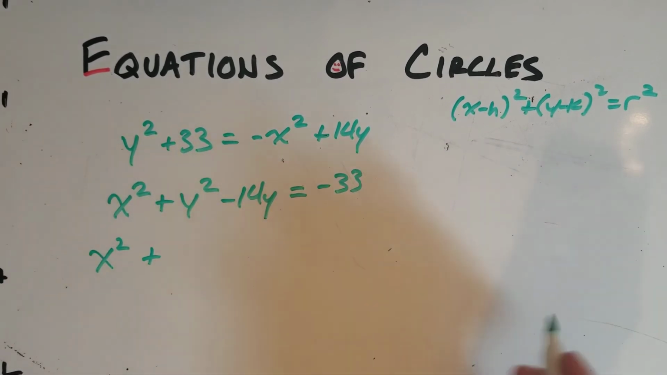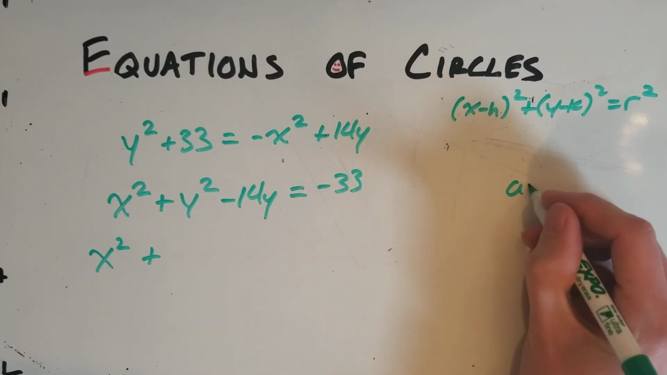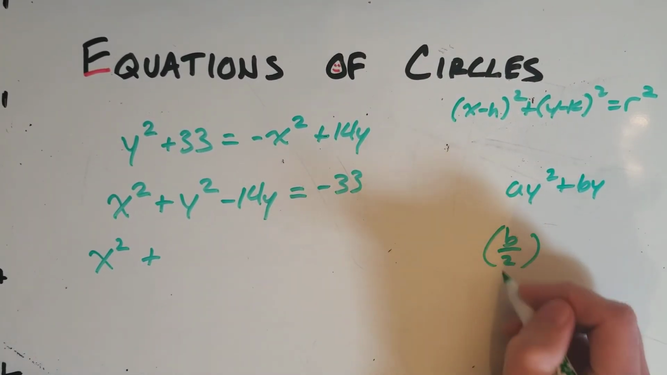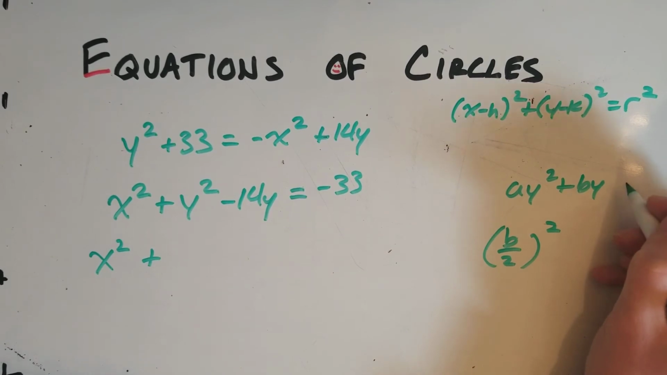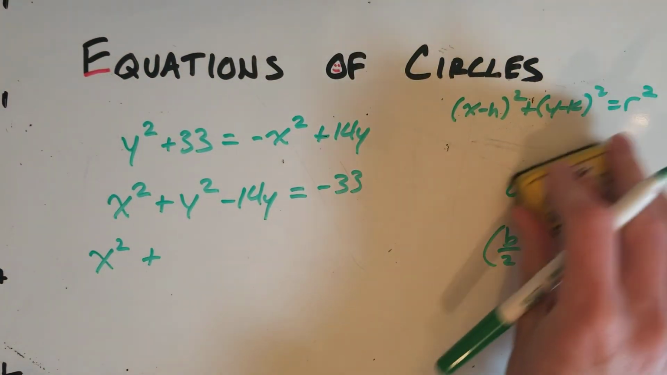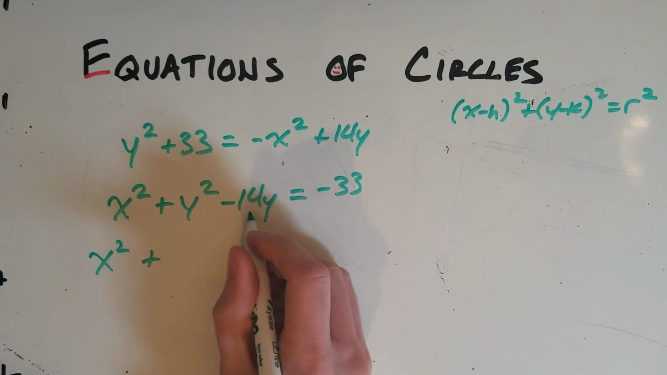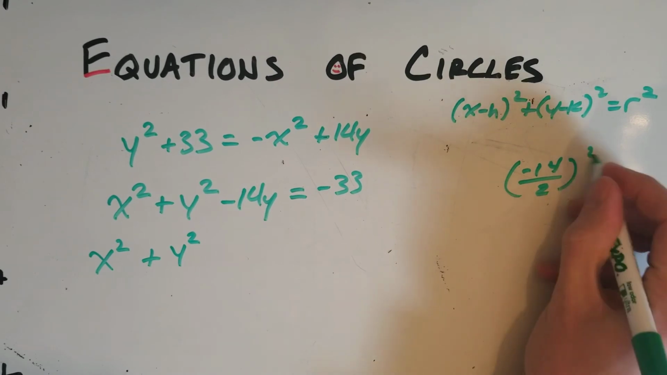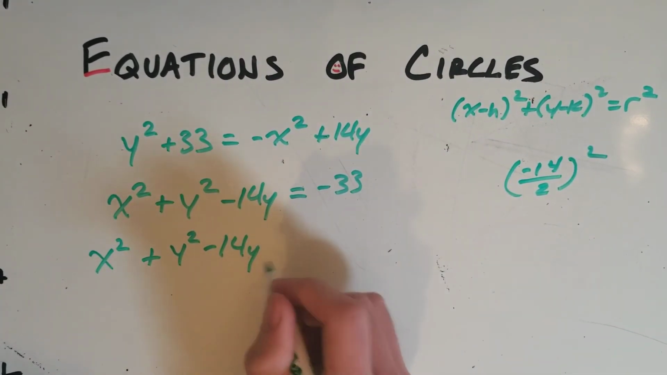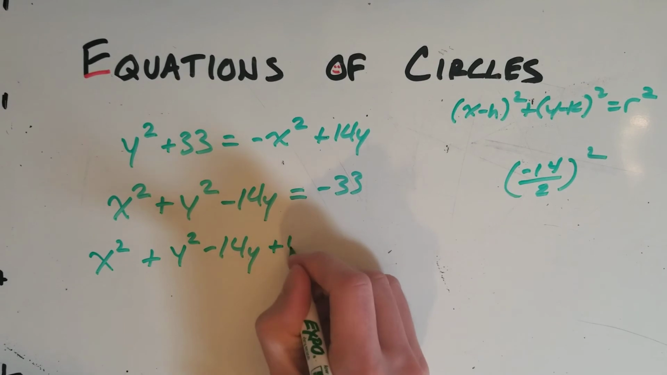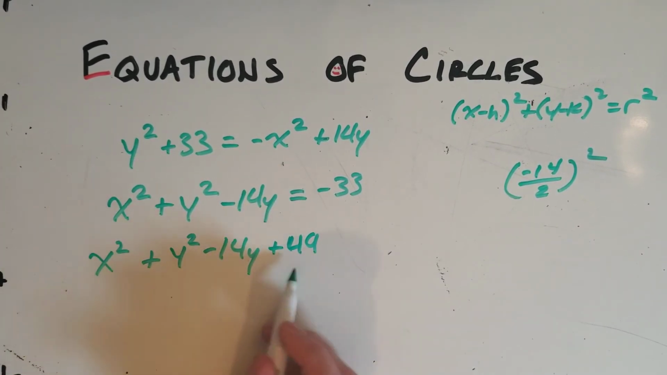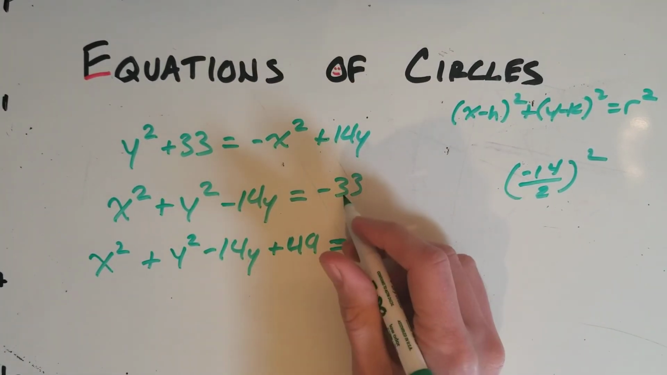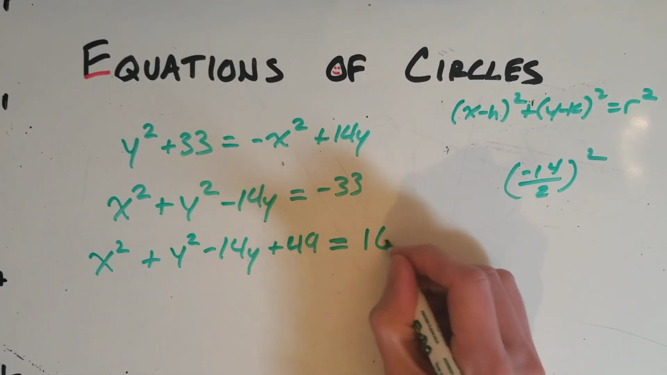If you don't remember how to complete the square, if you have, in this case, ay squared plus by, you take b over 2 and you square it, you add that to the end, and it'll make it a perfect square. So what we're going to do here is take the negative 14 divided by 2 and square it. And what that becomes is negative 7 squared becomes plus 49. So we're going to add 49 to the left side of the equation. We're also going to add 49 to the right side of the equation. When you add 49 to negative 33, you end up with 16.